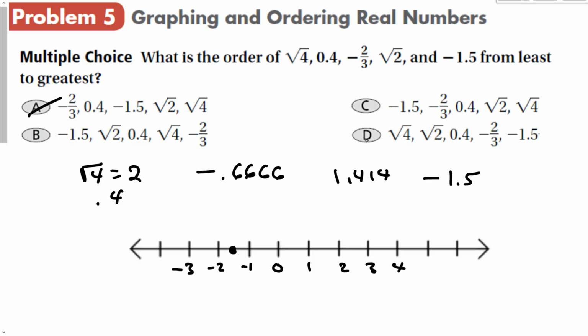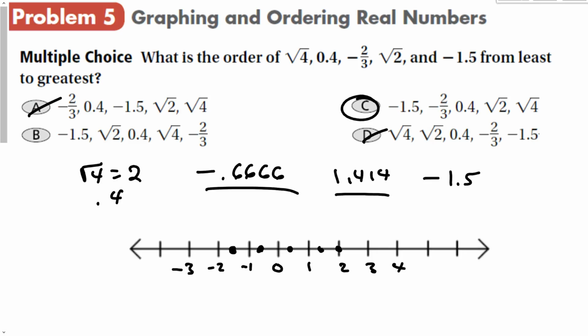So I can get rid of A, I can get rid of D. Next, this is the only other number that's negative, and it goes right a little more than halfway. So right there. Okay? So it's clearly my answer is going to be C. But let's keep going. 0.4 is going to be a little less than halfway between 0 and 1. Next is 1.414. So radical 2 is going to be about right there. And then finally 2 is going to be right there.